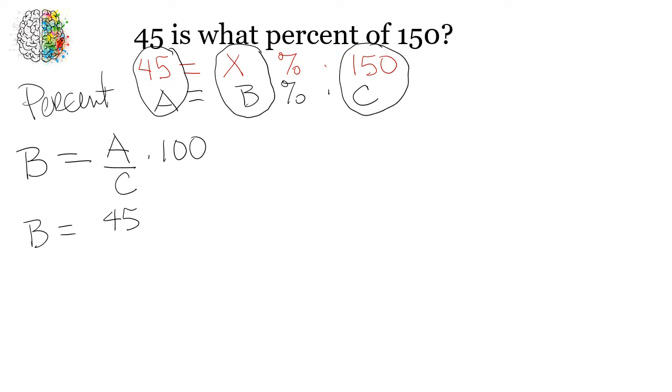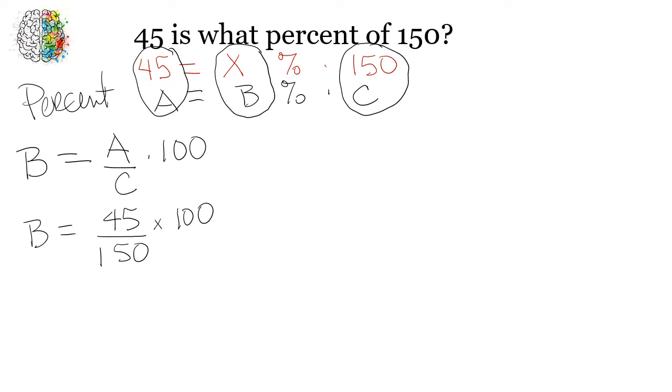My total C is 150. And then I'm going to multiply by 100. So once again, the order that you do your multiplication and division doesn't really matter, and you can do simplification along the way as well.